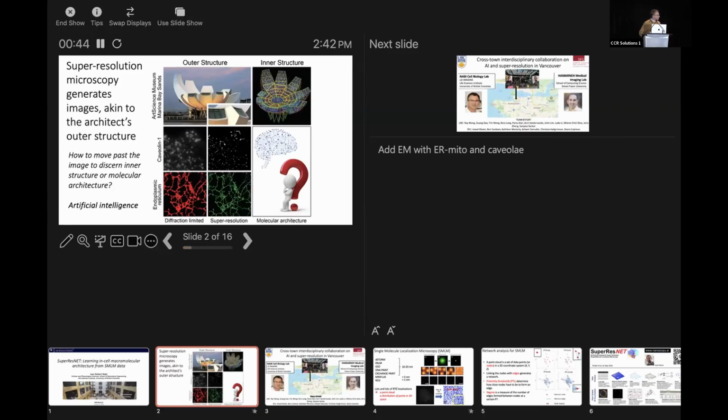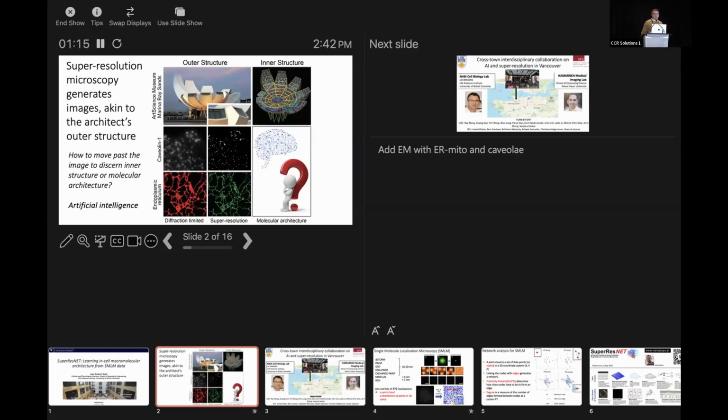Okay, well, super resolution microscopy generates images. I would say these images are akin to what's called the outer structure of a building. And as we use super resolution, we're going to get higher magnification, more detail on a particular part of the image. You can see here a couple of examples. This is single molecule D-storm for caveolin 1, and this is STED for the endoplasmic reticulum.